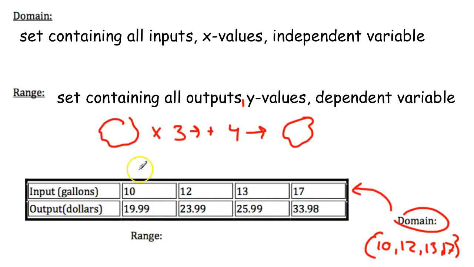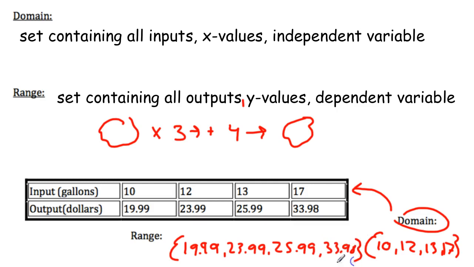The range, conversely, is the output. So these 4 numbers here. Again, you want to use the curly brackets. So you have 19.99. You have 23.99. 25.99 and 33.98. Close them off with the curly bracket.